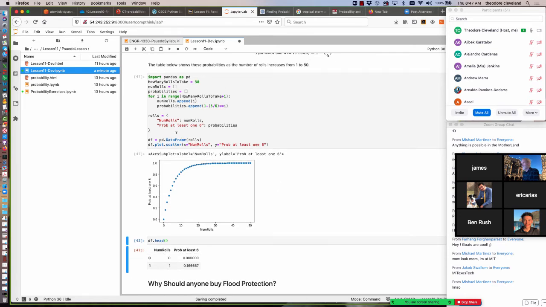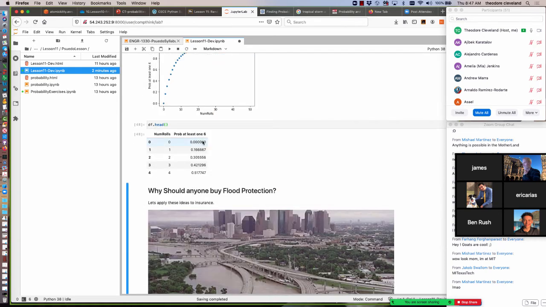So that's using simulation to play the game. And if we take a look at just the head of the data frame, we see that at roll 4, the probability of at least one 6 is nearly 50%. We can use the describe tool also.